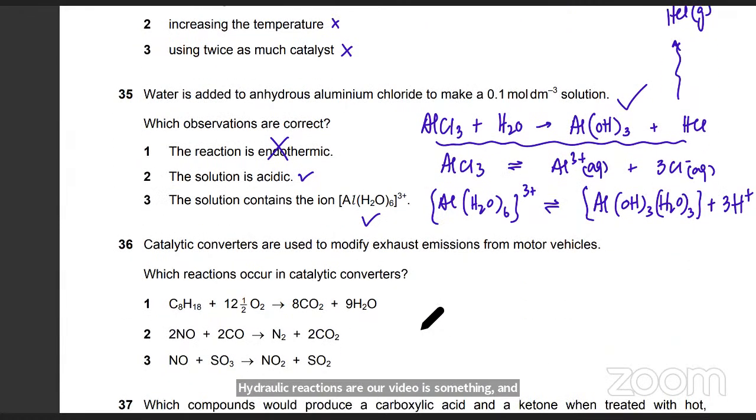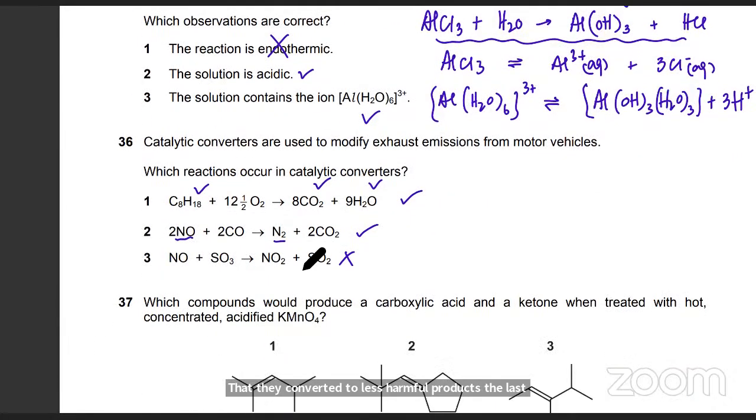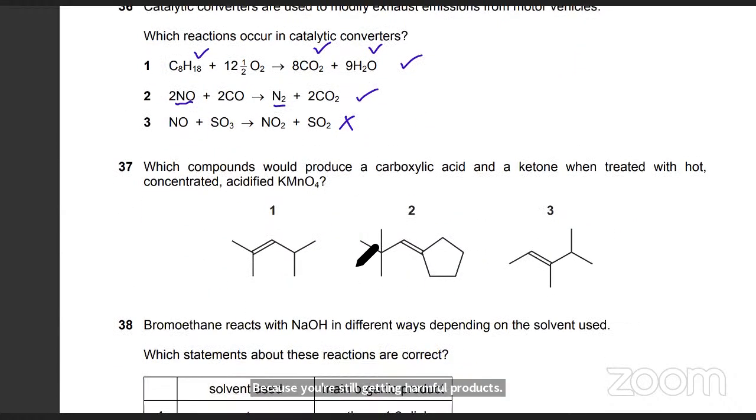As a next one, catalytic converter. Which reaction occurs in catalytic converter? The 1, 2, 3. Which ones are happening in the catalytic converter? So 1 or 2. Hydrocarbons are turning into carbon dioxide and water. That's true. Nitrogen monoxide, that's also true. They're converted to less harmful products. The last one is not true, because you're still getting harmful products. So catalytic converter's job is to produce less harmful products.